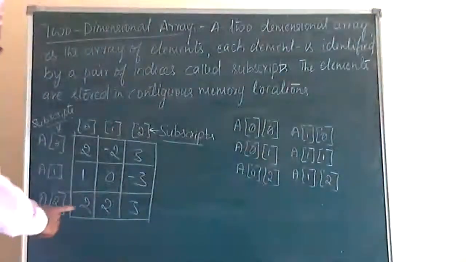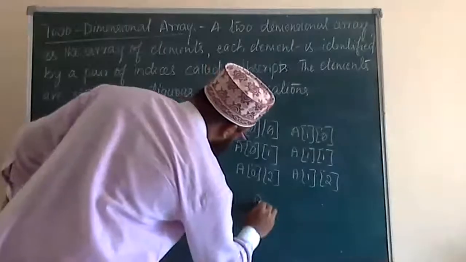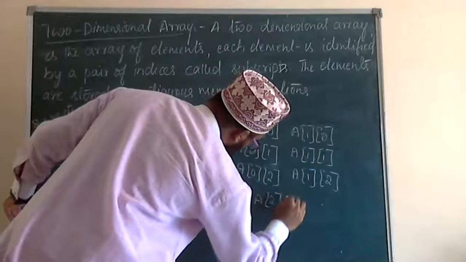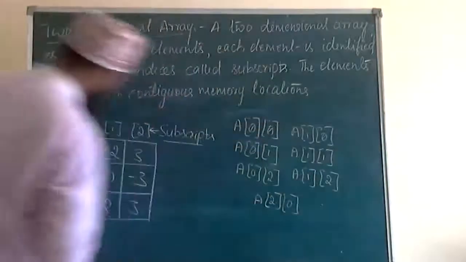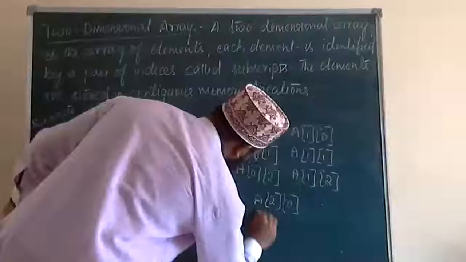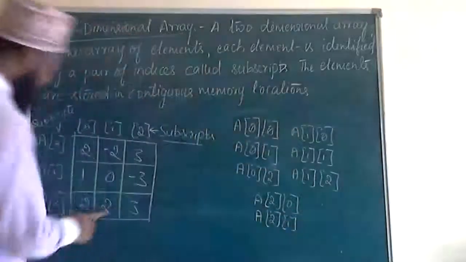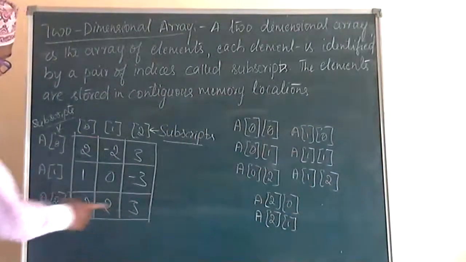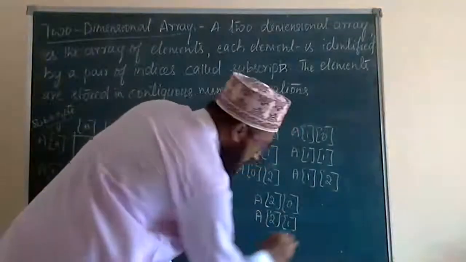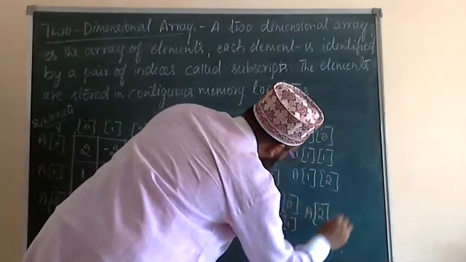Okay, then after that, for this element, for 2, 0, a of 2, 0. Then again for 2, 1, a of 2, 1. Now for the last element, that is a of 2, 2, a of 2, 2.